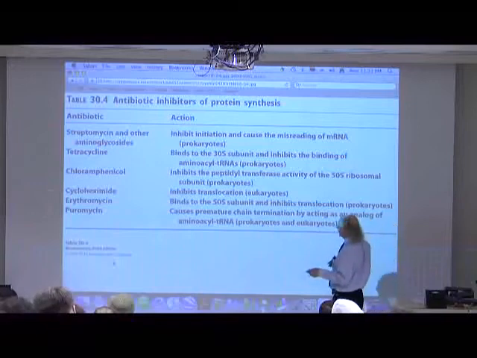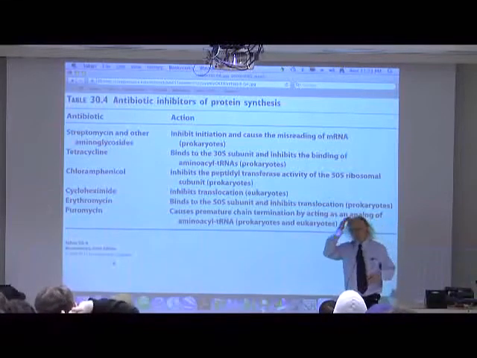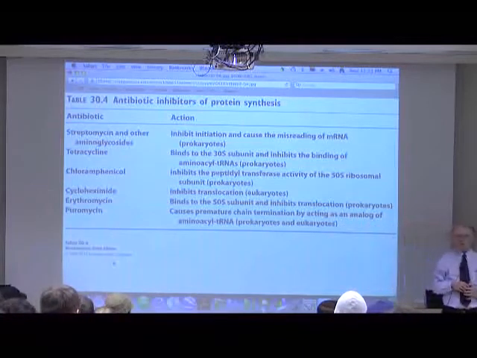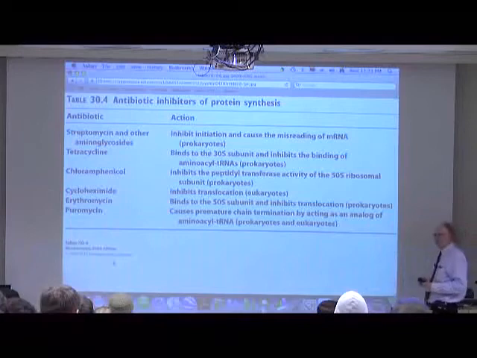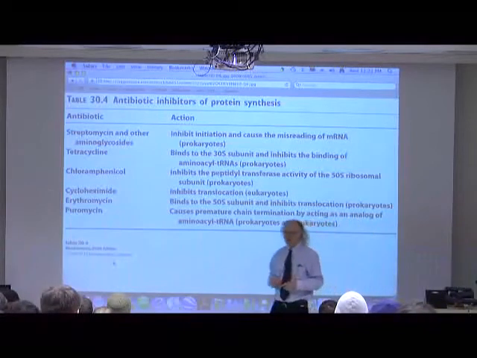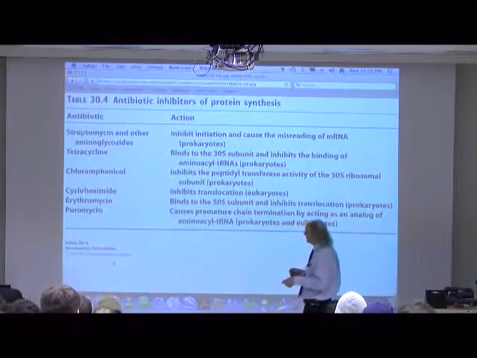Here's one that's specific for eukaryotes. This is frequently used in the laboratory to see if a process in a eukaryotic cell requires new protein synthesis or not. If we stop protein synthesis and we see if the process occurs or not, we can tell if a new protein was needed in order to do that process. It's a very useful tool.